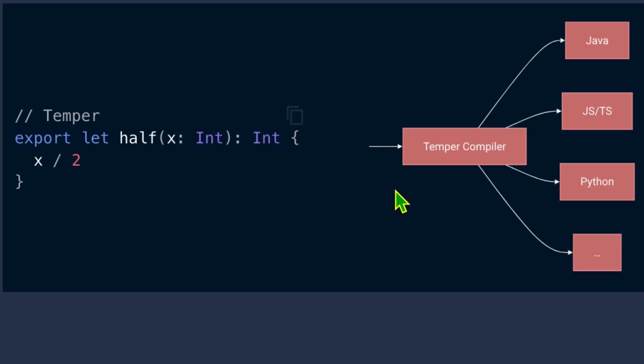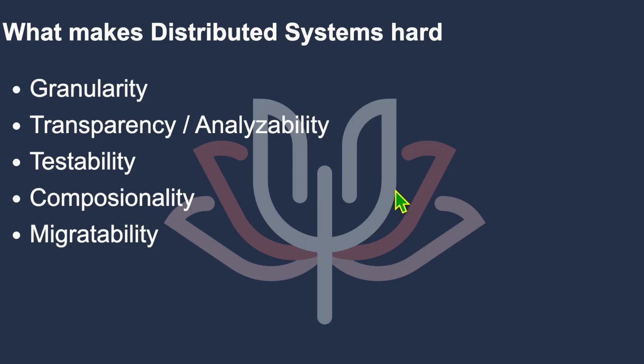At its core, it's a compiled language that translates to many other languages. JavaScript and TypeScript, Java, C#, Lua, Python, and we're working on Rust and COBOL. Temper changes the economics of software development. A small team using Temper can support all the other language communities.